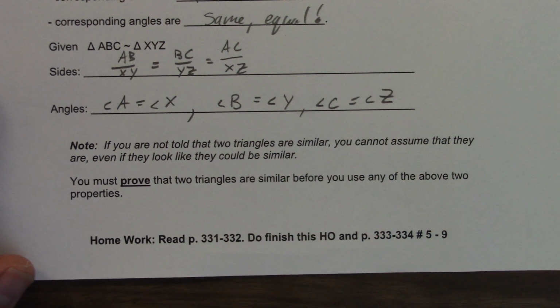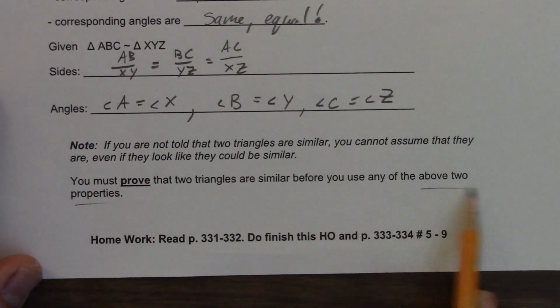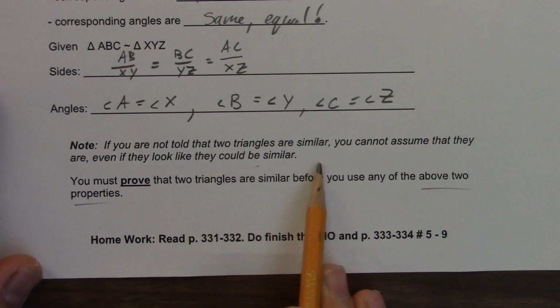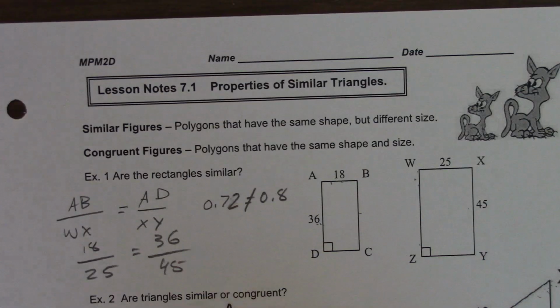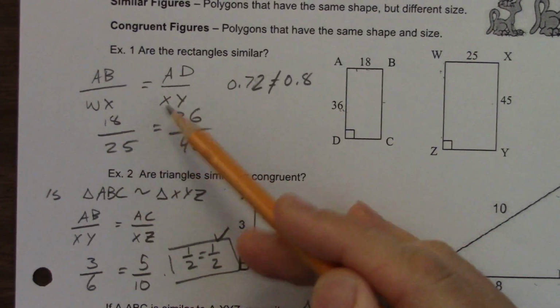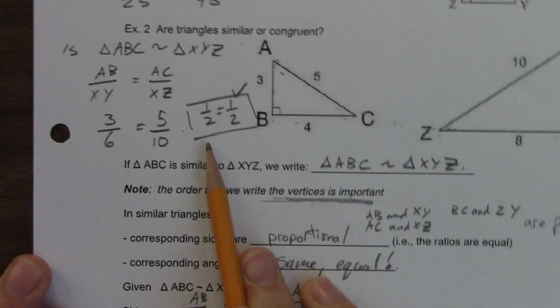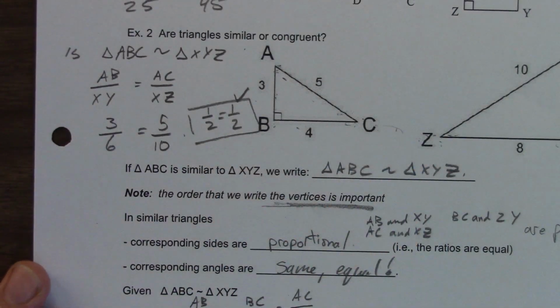You must prove that two triangles are similar before you can use any of the properties. So that's important, right? You have to prove them. You need to check. This is the proof. I'm checking the ratio, the proportions of the sides. If they are not the same, they're not similar. If they are the same, they are similar, and then I can make inferences about the rest of the triangles, the rest of the angles, everything else. Okay?